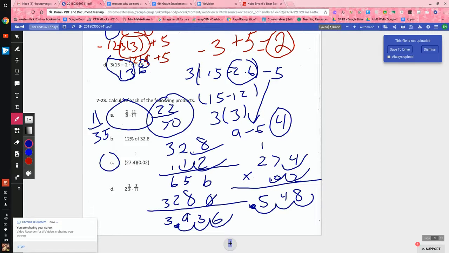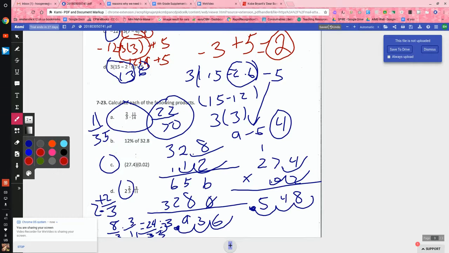And then in the last one, again, we'll take that mixed number and turn it into an improper fraction. So you multiply by the whole number, add the numerator. 3 times 2 is 6, plus 2 is 8, so we have 8 over 3 times 3 over 11, and you get 24 over 33. And if we divide those both by 3, you should get 8/11ths.